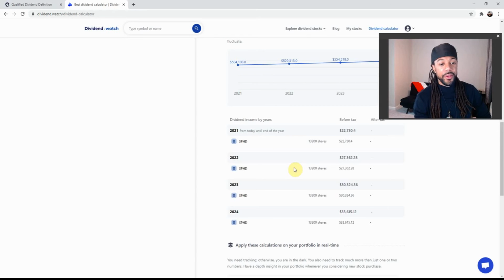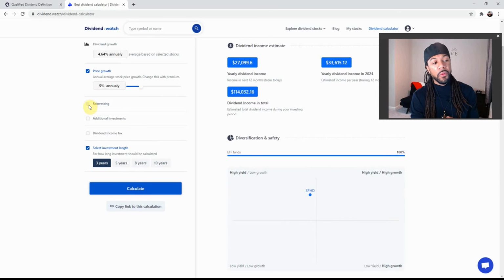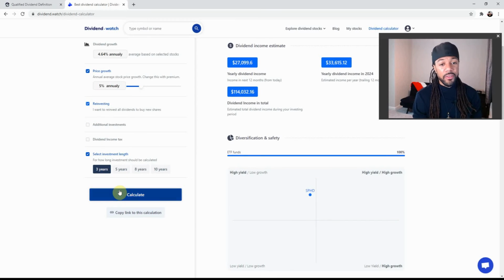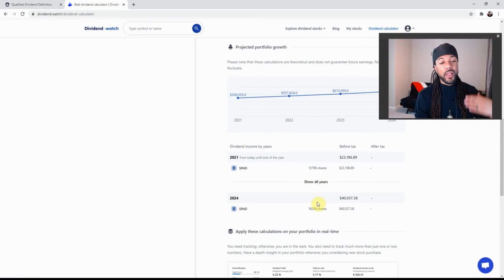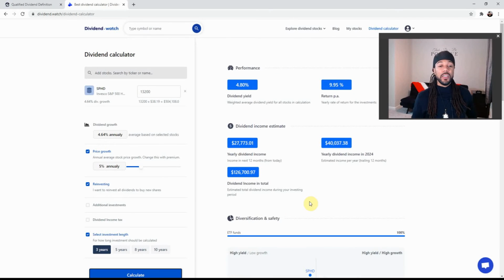So at $500,000, you still are making $22,000 a year, $27,000 a year, and it's going up. And if you hit reinvest on that $500,000, calculate that 3 years, it's growing for you to the point that you're making $40,000 a year. Passive income.